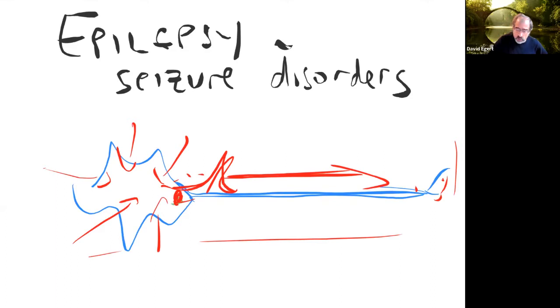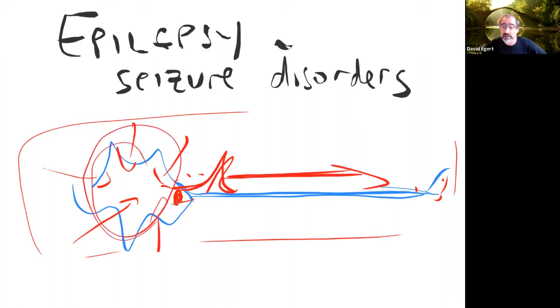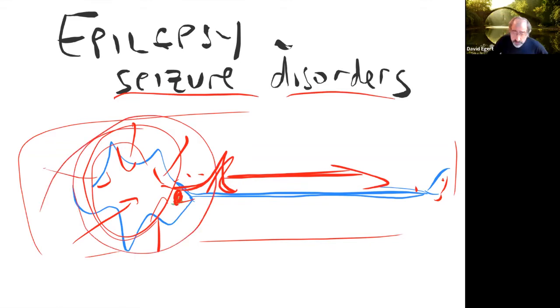So if the system is working properly, this neuron only fires off if it's appropriate to the amount of stimulation that it's gotten and the circuit is all working properly. In seizure disorders, you get these hyperactive areas where it's kind of like a little electrical storm that gets started in the brain.